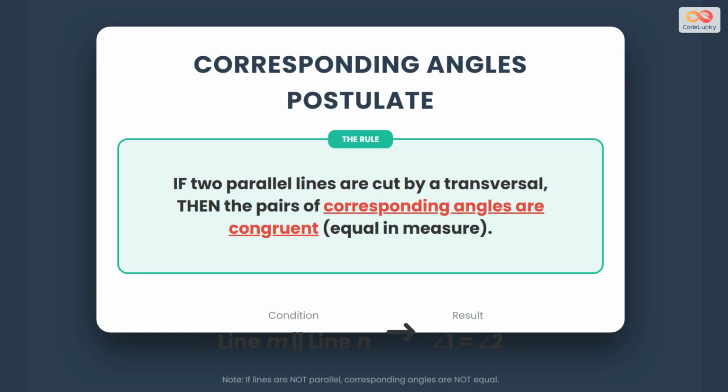Here is the golden rule you need to memorize. If two parallel lines are cut by a transversal, then the corresponding angles are congruent. This means angle 1 is exactly equal to angle 2. But be careful, this is only true if the lines are parallel.